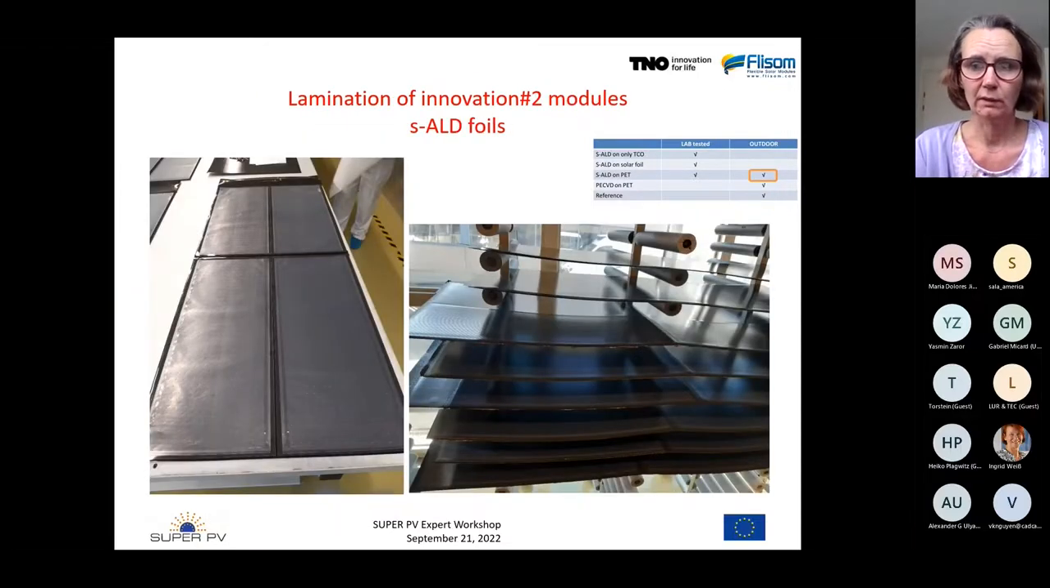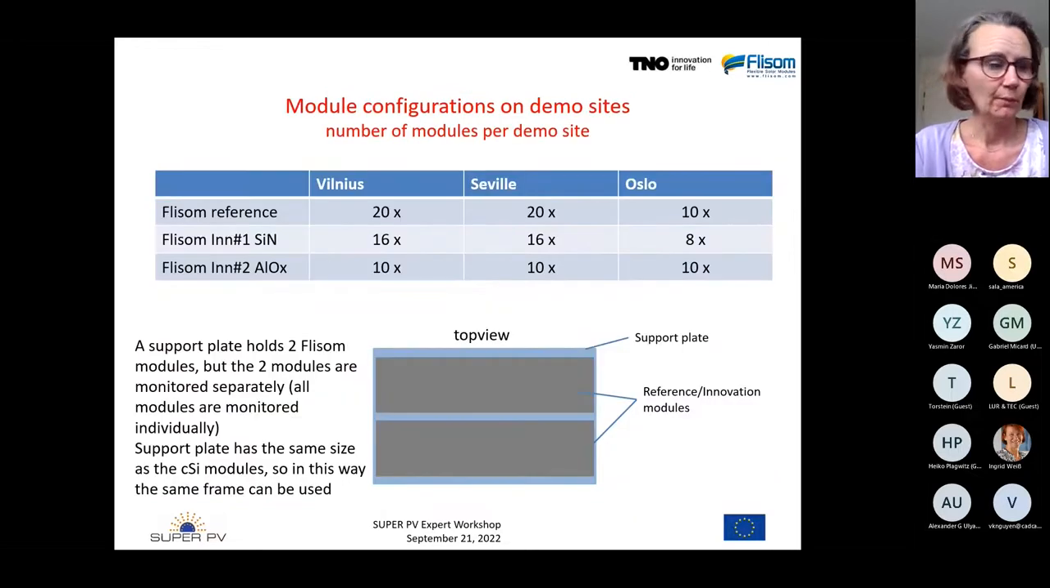And also for the Innovation 2 modules, where the spatial ALD on the PET foil was used as front sheet, they were laminated at Vlissingen, and these can be seen on these pictures. So in the end, here we see all the module configurations with the numbers per demo site on the different demo sites in Vilnius, in Seville, and in Oslo. We have different numbers for the different technologies.